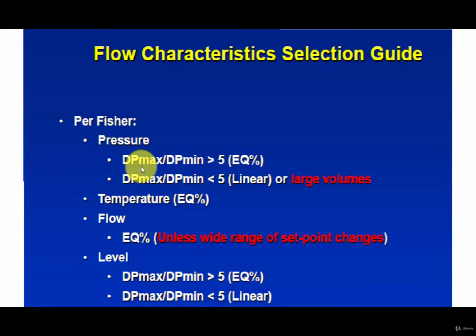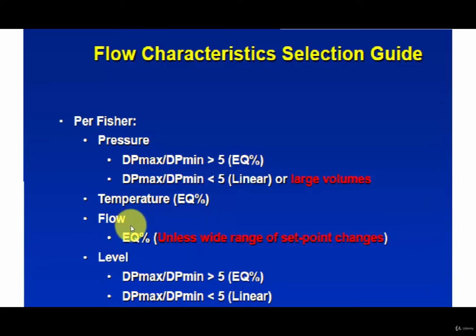So the ratio of dP maximum to dP minimum: if it is greater than 5, go for equal percentage. If the dP maximum to dP minimum ratio is less than 5, go for linear characteristics, or for large volumes. In such conditions, you should go with the linear characteristic. For temperature, always go for equal percentage, because temperature is a slow changing parameter. That's why they always go with the equal percentage characteristic.